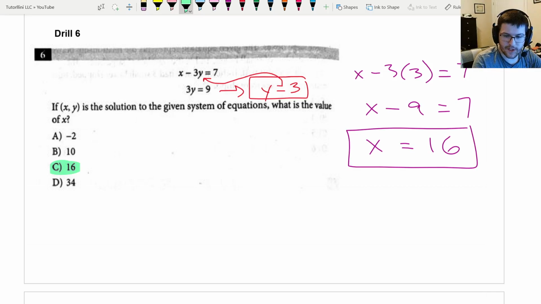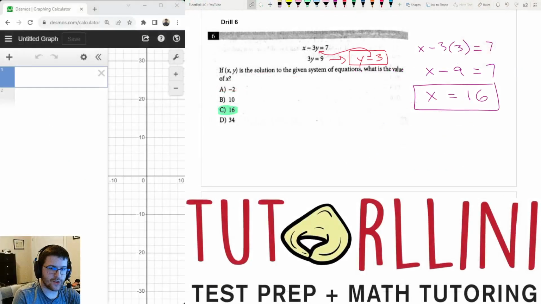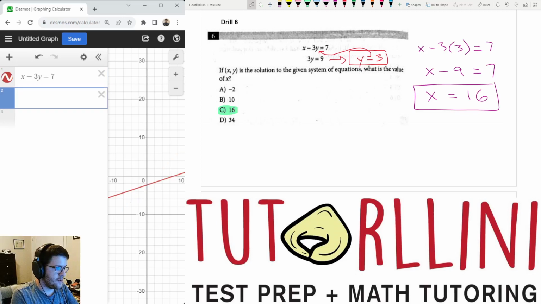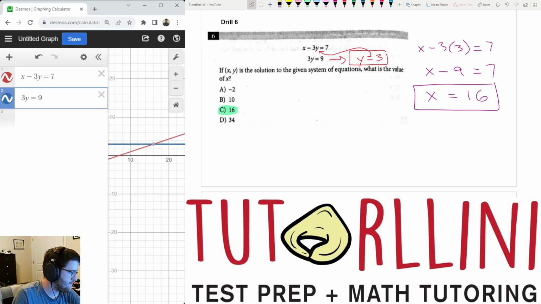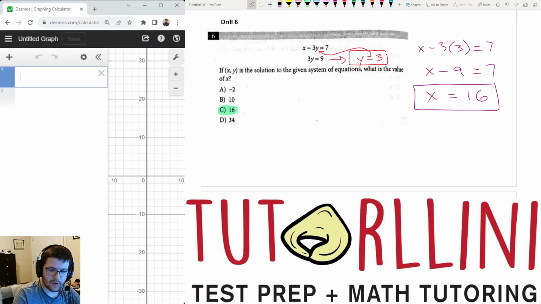Drill 6C. Good. And just keep in mind, guys, for any system on the actual test, it might be best to just plot it. So it says x is 16 and y is 3. Good. Well, let's go back over here.